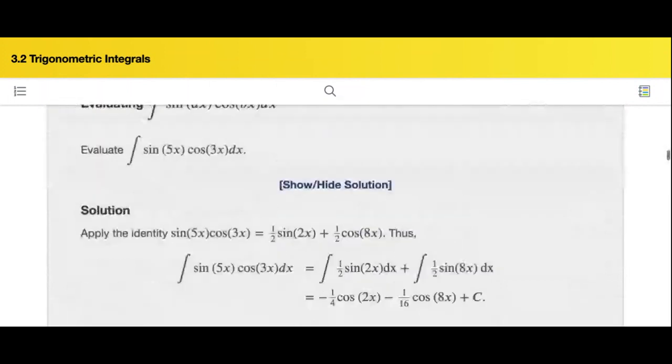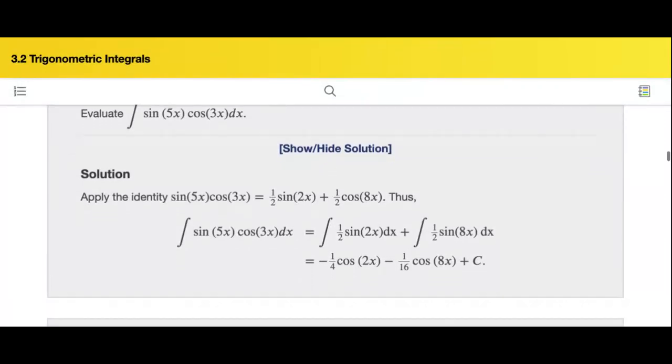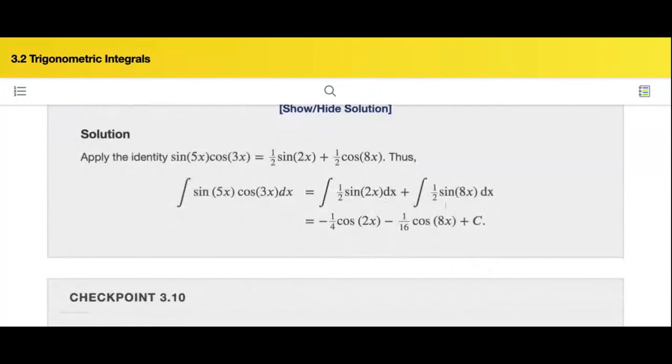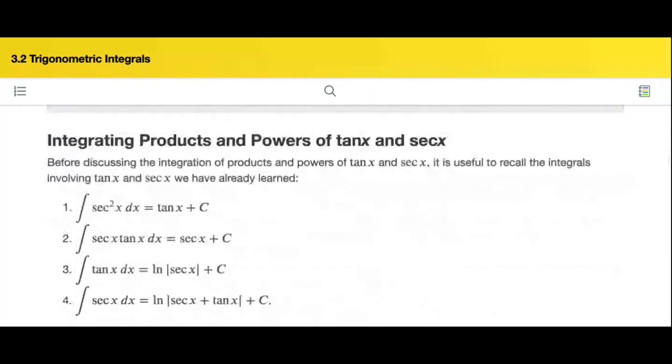So let's just try this one. Sine ax cosine bx equals half of sine (a minus b)x, which is 2x, and half of sine (a plus b)x, which is 8x. So we get this. Then when we integrate, that's easy integration. Okay, let's skip this one.